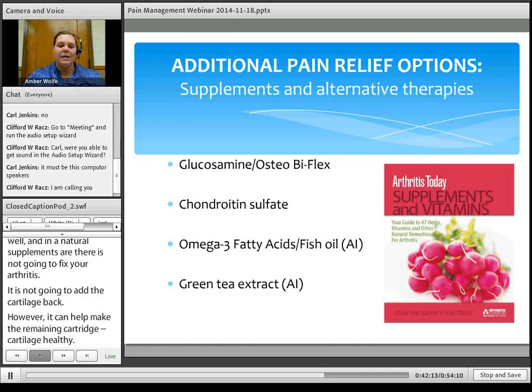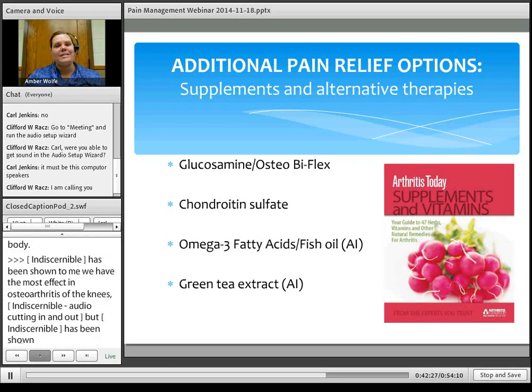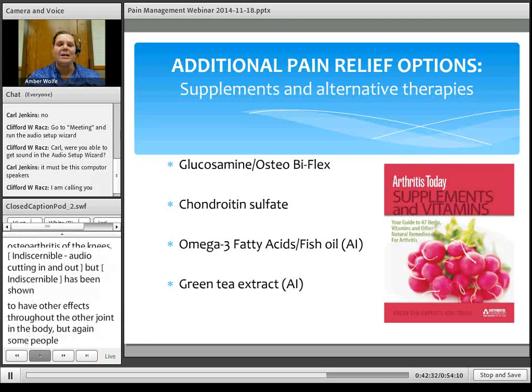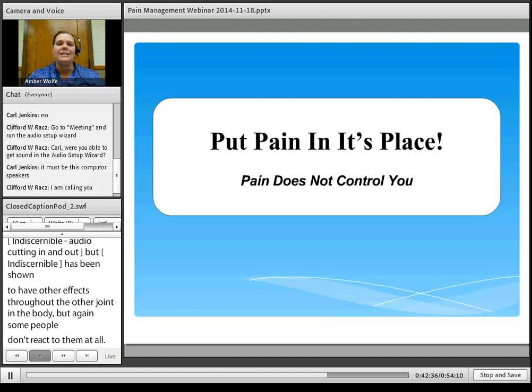Now, glucosamine has been shown with research to mainly have the most effect in osteoarthritis of the knees, but chondroitin has been shown to have some other effects throughout the other joints in the body as well. But again, some people don't react to them at all. If you do try to take these supplements, and you haven't had any significant change or feeling to your pain in about 6 months, you're probably not going to have any effect or any benefit from those at all, and it's time to try something else.